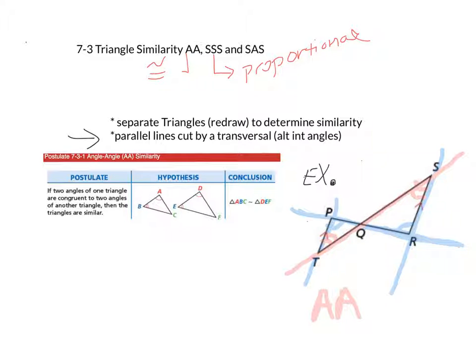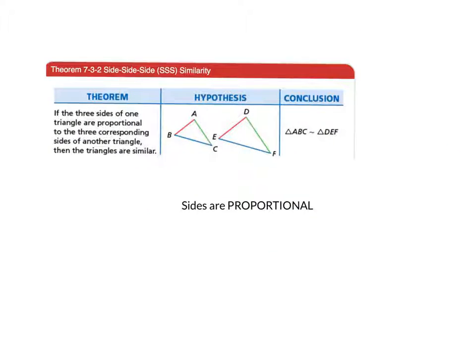When we write the similarity statement, we have to be careful of how we're labeling our letters. So if I'm going to say triangle PQT is similar to triangle, and now I have to match up, my P matches R. These two match, P and R. Q stays with Q, and the T matches S. So it's going to be triangle RQS.